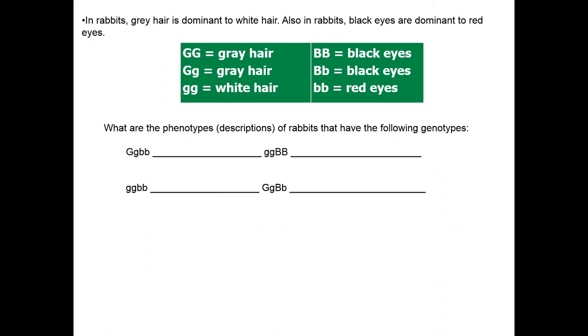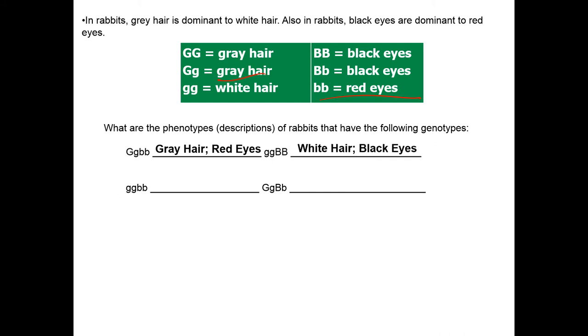In rabbits, we're looking at fur color and eye color. Gray is dominant to white hair, and black eyes is dominant to red eyes. What are the phenotypes for each of these genotypes? Big G, little g, little b, little b: big G, little g is gray hair, little b, little b is red eyes. So it's a rabbit that has gray hair and red eyes.